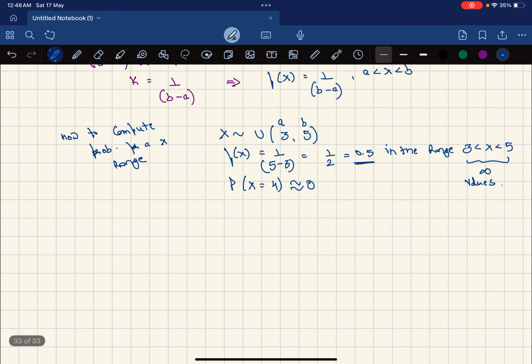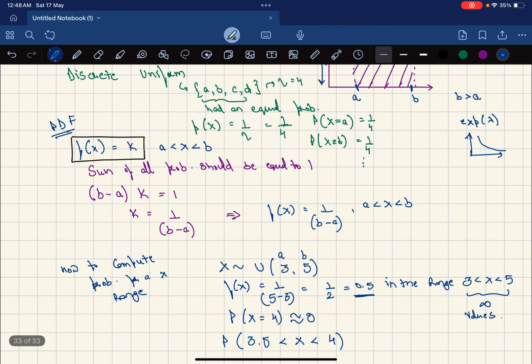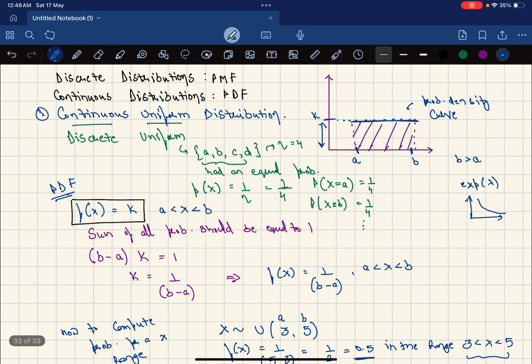So what we do for any continuous distribution is we calculate the probabilities for the random variable to lie in a particular range. So let us say we have to calculate the probability of the random variable x lying in the range from 3.5 to 4. If we go back to the chart here, we call this 3 and this becomes 5, and we are looking at a value of, let's say, 3.5 here and 4 here.